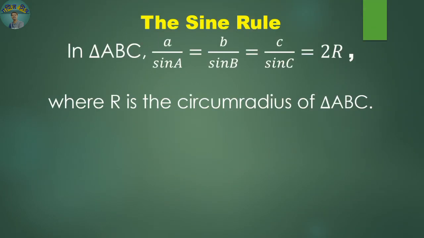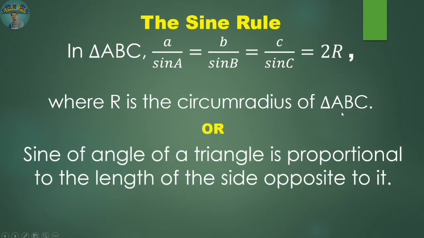Now let us move to the very first theorem, that is the sine rule. It is stated as: in triangle ABC, a upon sine A is equal to b upon sine B is equal to c upon sine C, which is equal to 2R, where R is the circumradius of the triangle ABC. Or in other words, this can be stated as: the sine of an angle of a triangle is proportional to the length of the side opposite to it.